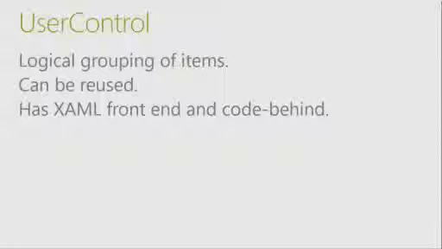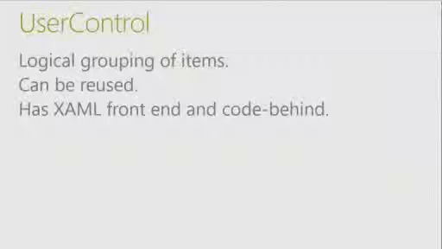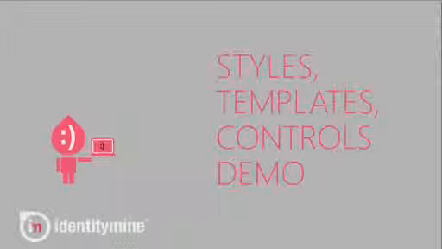All right, user control. We already saw a small example right now, but just to recap, this is a logical grouping of items. It can be reused. In contrast to a custom control, a user control always has a XAML front end and code behind, while a custom control has really code and possibly a template if the developer decided to do that. So that's a big difference. We talked already about that.